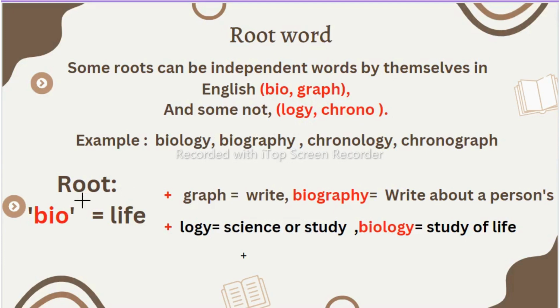So here, for example, the root bio means life, and by adding bio to graph, which means to write something, we get the word biograph. When we combine them, it becomes writing about a person's life, because bio means life and graph means write. Now again, if we combine bio with logi, which means science or study of something, biology becomes the study of life. So now you can see here, by adding root words to another word, we can make several words, or we can make a new word.